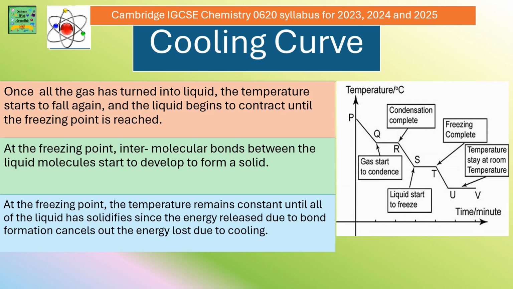The cooling curve represents the change of phase of matter as it cools. It's a temperature-time graph that shows how the temperature of a substance changes as it undergoes a change of state, typically from a gas to a solid. Cooling curves can be used to determine the temperatures at which changes of state occur.